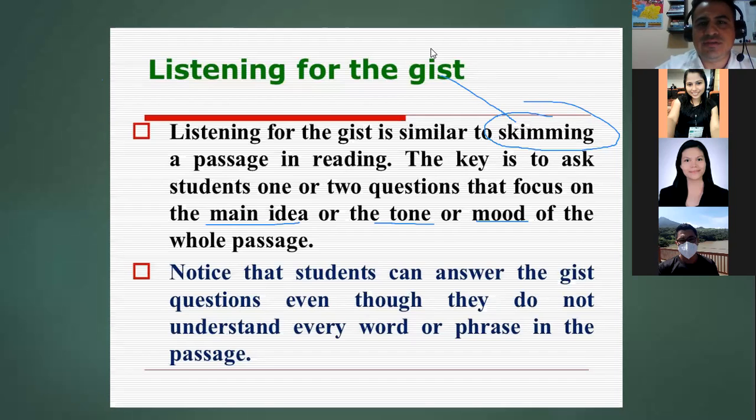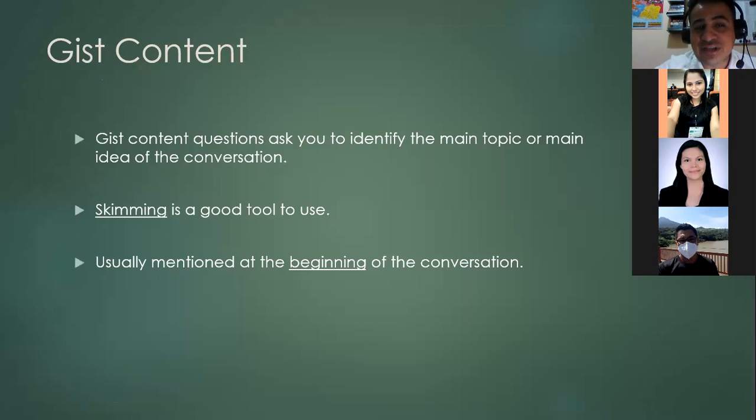Questions? Right? So esa conexión entre gist y skimming es importante, right? Because basically it's the main idea. All right. Now, what is gist content questions? Gist content questions ask you to identify the main topic or the main idea in the conversation, okay? So, una vez más, skimming is a good tool. Where do we find the gist content? At the beginning of the conversation, okay? Very good.